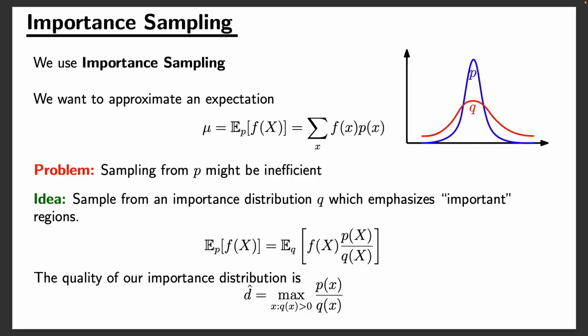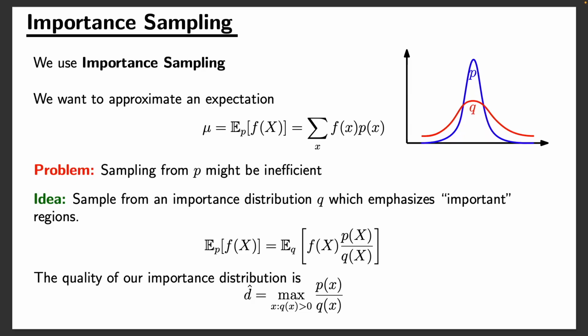As said before, we will use importance sampling to approximate the percolation centrality. What we actually want to approximate is an expectation of a function f of x given a probability distribution p, from which it might be inefficient to sample. Instead of sampling from p, we sample from an importance distribution q, which emphasizes important regions that we would like to sample. And we have the constraint that the expected value of the function f of x given p must be equal to the expected value of the function f of x times the ratio between p of x and q of x given the distribution q.